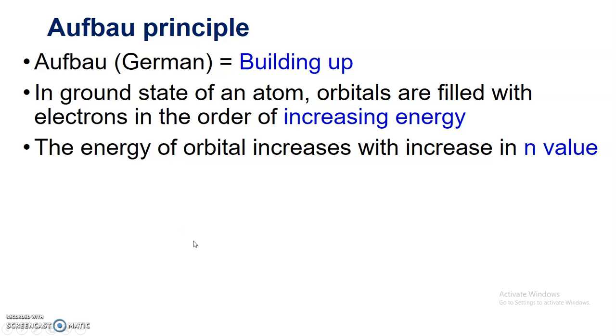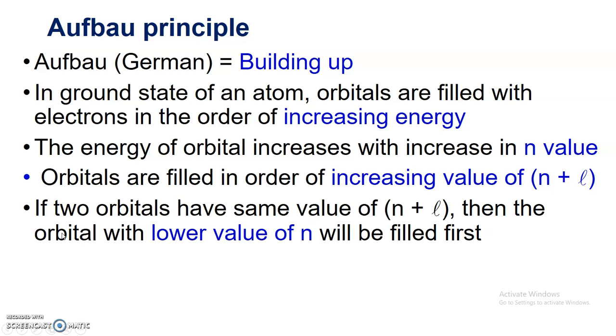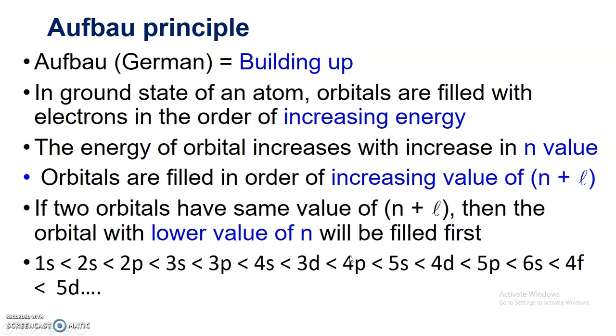So energy of a shell increases with increasing value of n. Now orbitals are filled in order of increasing value of n plus l, where n is the principal quantum number and l is the azimuthal quantum number. If two orbitals have the same value of n plus l, then the orbital with lower value of n will be filled first because it has the lower energy.